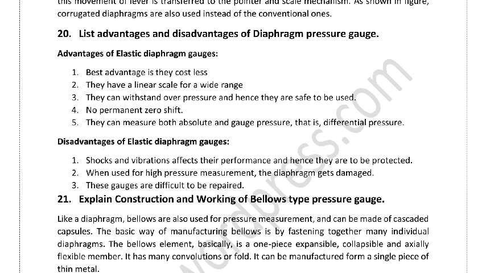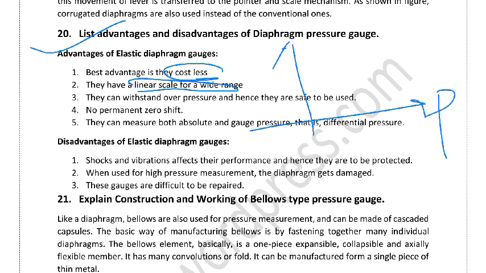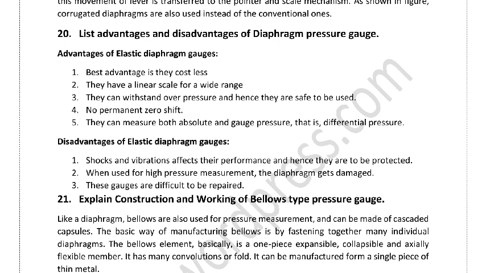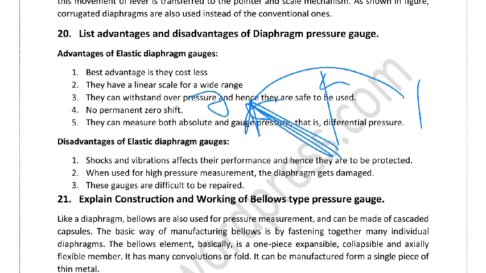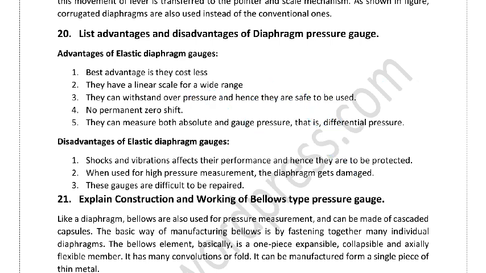What are the advantages of metal diaphragms? Their cost is less. Second, they have linear scales over a wide range, because here is the pressure and here is the displacement. When we apply more pressure, more displacement occurs. There is no permanent zero shift. Suppose zero is here and one is here; if we increase the pressure, it will move in the increasing direction. No permanent zero shift is here.